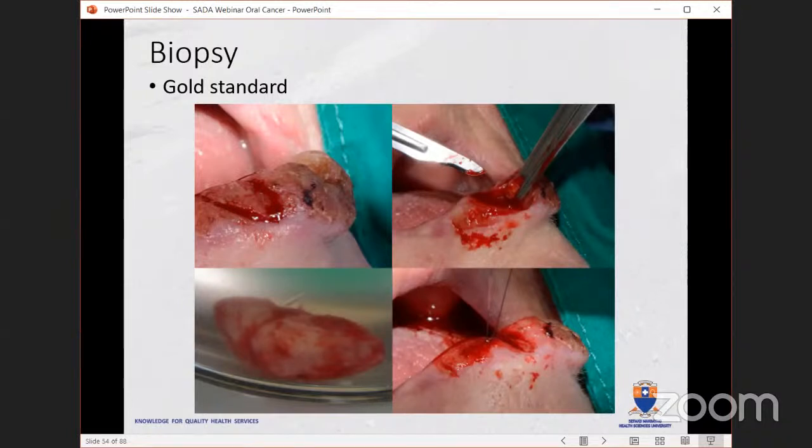An adequate biopsy technique requires that tissue of sufficient depth and width be excised and that the specimen be handled correctly. Tissue specimens are usually placed in formalin immediately after excision and embedded in paraffin wax in the oral pathology laboratory for subsequent processing and all the investigations and stainings that they will do there.